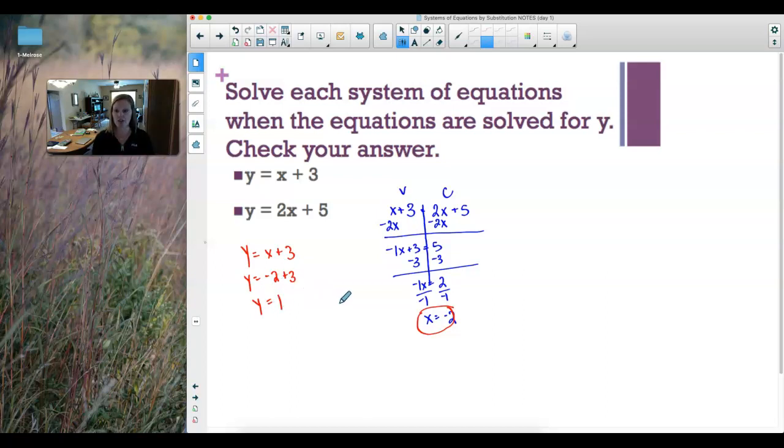So my answer, we write our answer as an ordered pair. My answer is negative 2, because x has to come first, and then 1. That is our answer for this problem. Now we can check that. If y is 1, x is negative 2: negative 2 plus 3 is 1. That works. And 2 times negative 2 is negative 4, plus 5, which is 1. So we know that this ordered pair works in that system of equations.